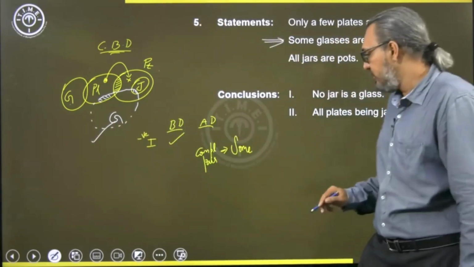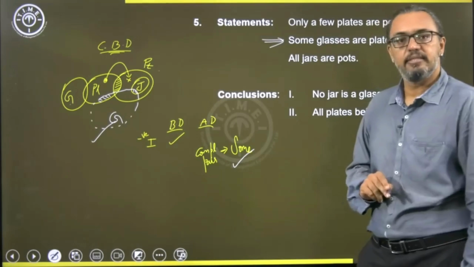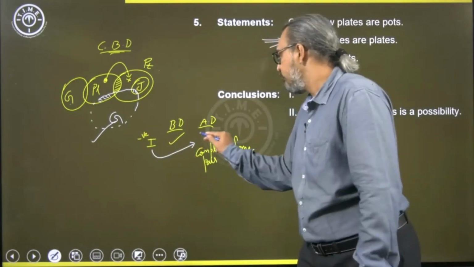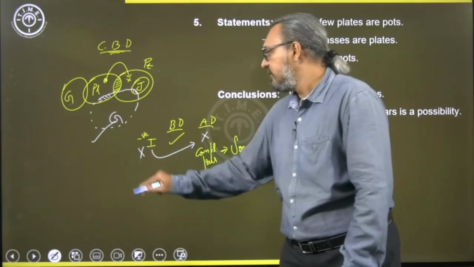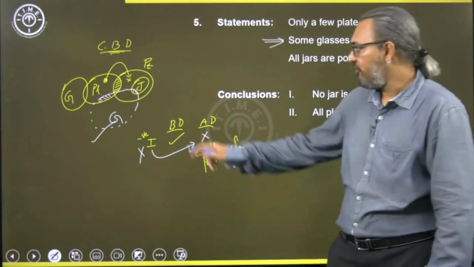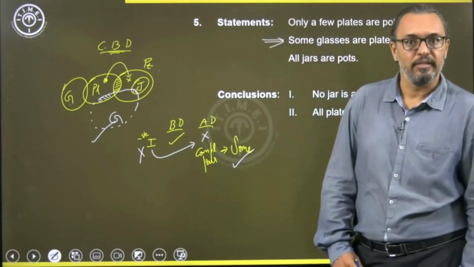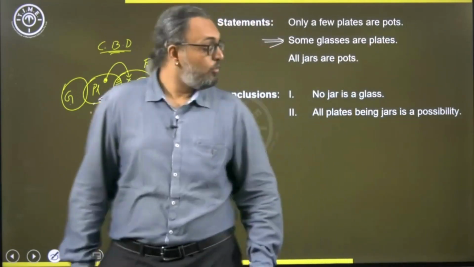So what is happening here? The complementary pair is a yes. That means the given negative will never satisfy. So 1 does not follow because I have considered its complementary. Correct? Now look at the second one.